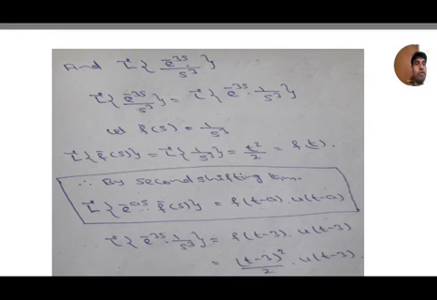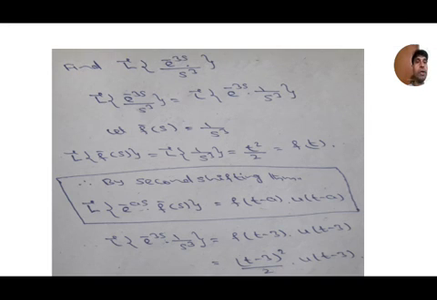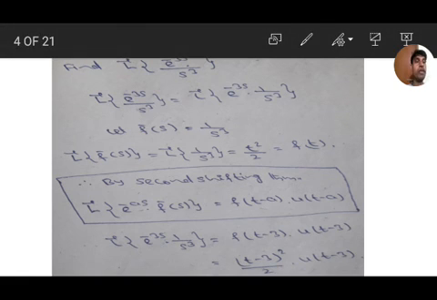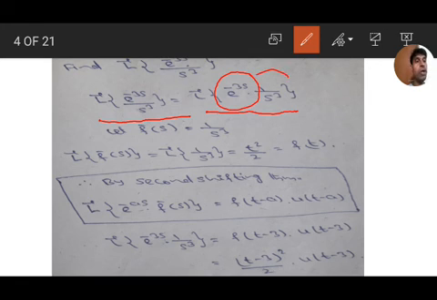First problem, find L inverse of e to the power of minus 3s by s cube. Therefore it can be written as L inverse of e to the power of minus 3s by s cube equal to L inverse of e to the power of minus 3s into 1 by s cube. Means the function of the form e to the power of minus as into f bar s. So let us say f bar s equal to 1 by s cube.